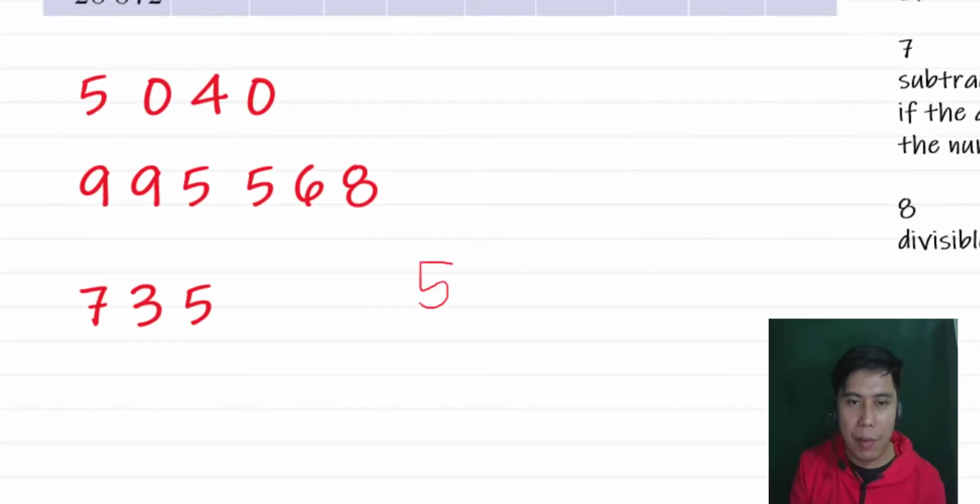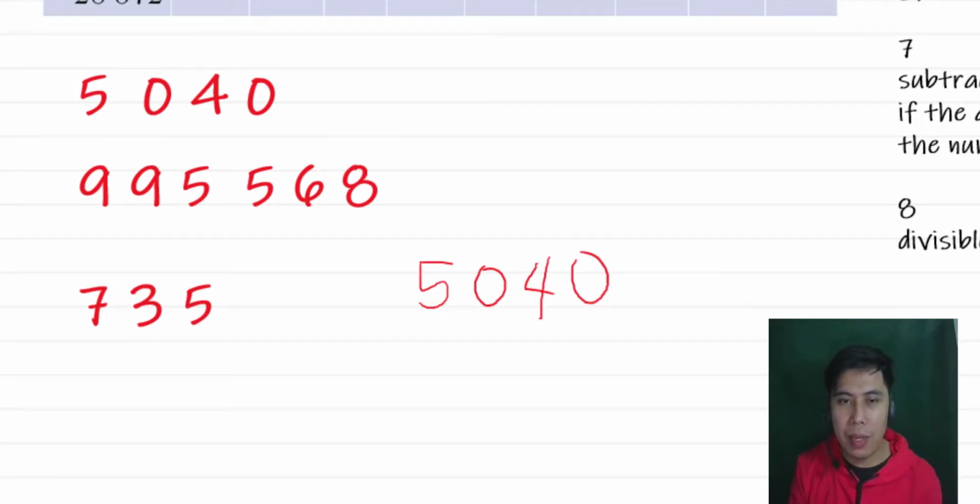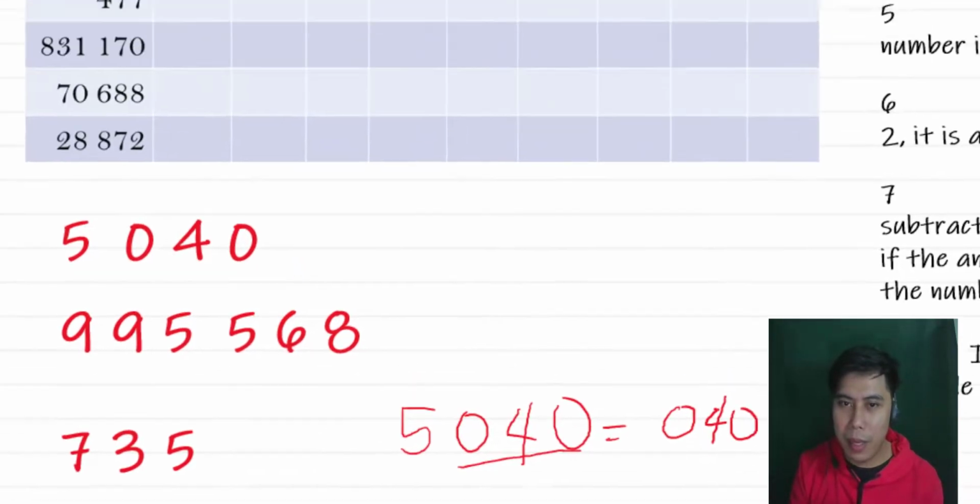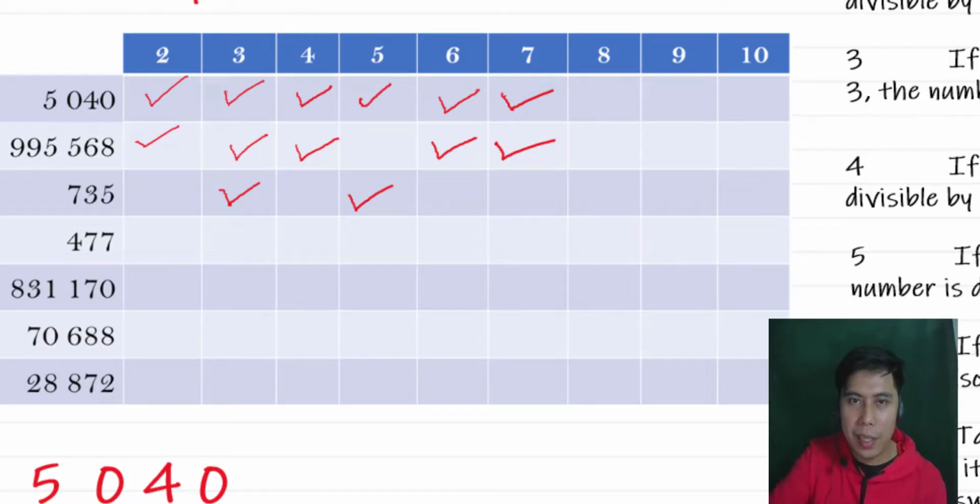Say for example 5040. The last 3 digits are 0, 4, and 0, and they form a number that is divisible by 8 because 040 is actually equal to 40. It forms a number that is divisible by 8 because we can no longer include 0. So 40 is divisible by 8 since it's also a multiple of 8. Then we can say that this number is divisible by 8.